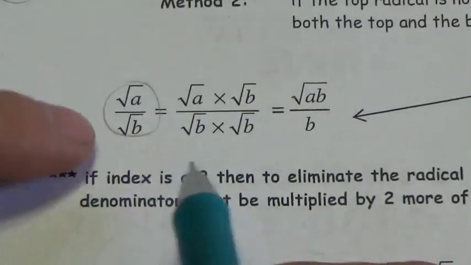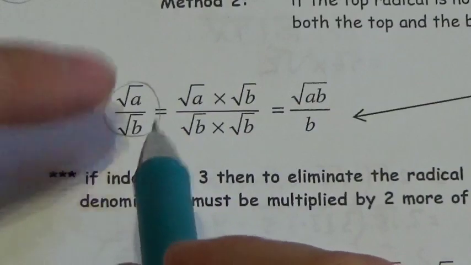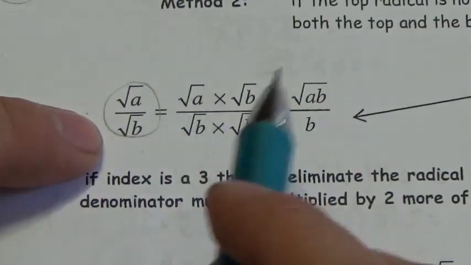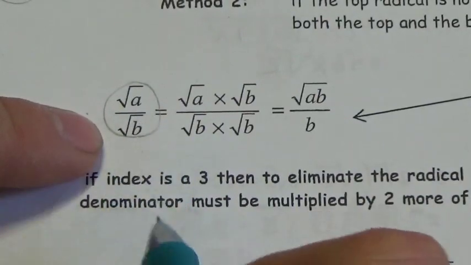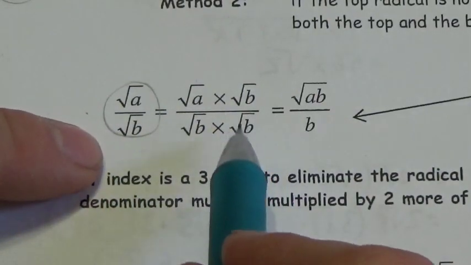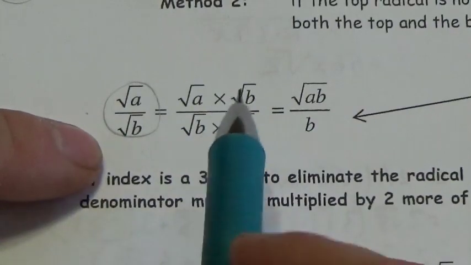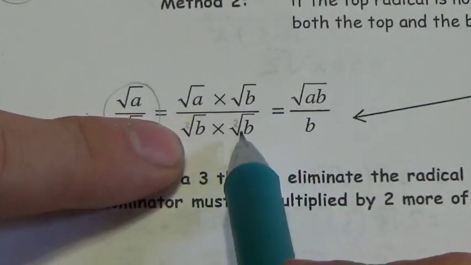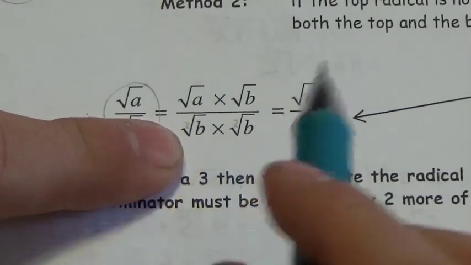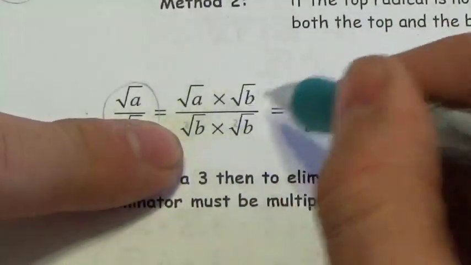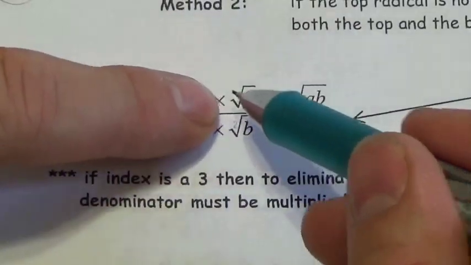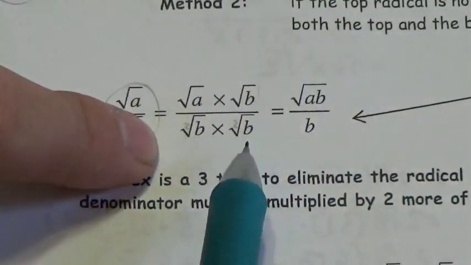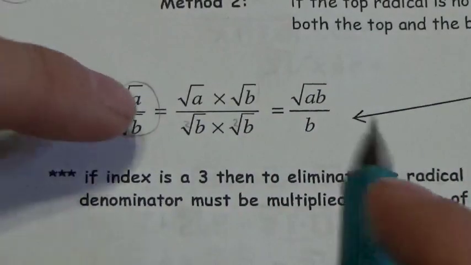I am going to rewrite this expression, but I'm going to do it without the radical in the denominator. Now, the way I do that, to get rid of a square root, think about what you do. You square it, okay? Because this little number here is 2, I'm going to put another square root of b in the denominator. I can do that as long as I put one in the numerator as well, because root b divided by root b is just 1, and multiplying by 1 doesn't change anything.